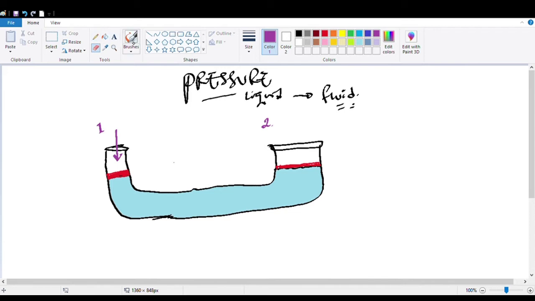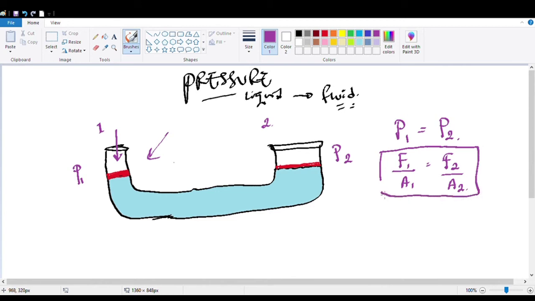And the pressure on each side should be in balance, the amount of pressure on both sides. So if you give a pressure here, it's P1, and it has the same pressure here, P2. So pressure 1 should be equal to pressure 2. You know that pressure is force divided by area. So F1 over A1, this part, and pressure 2 is F2 over A2. This formula can be used to find the force in 1 or in 2.